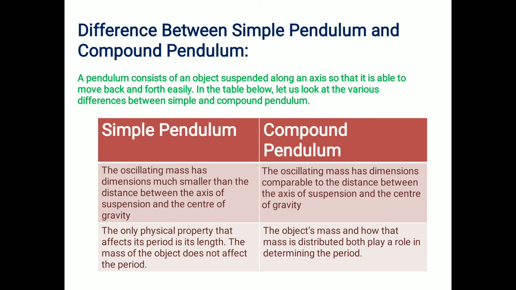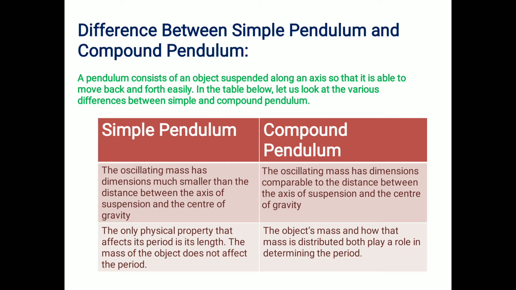What is the axis of suspension? Suspension means the point where that simple pendulum is fixed, and the axis around which that pendulum is revolving is the axis of suspension. And center of gravity means the whole mass of the body is concentrated at one point, that is the center of gravity. So the distance between these two points, axis of suspension and center of gravity, is very much larger as compared to the dimension of that oscillating mass, or the dimension of that bob. This was about the simple pendulum, but in a compound pendulum this comparison is nearly equal.